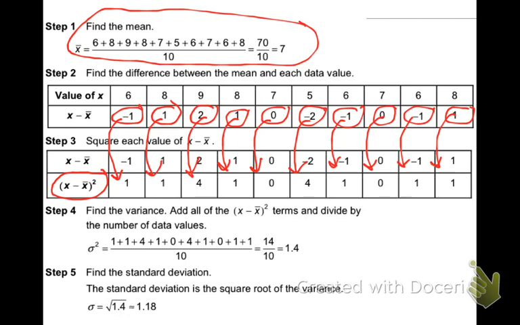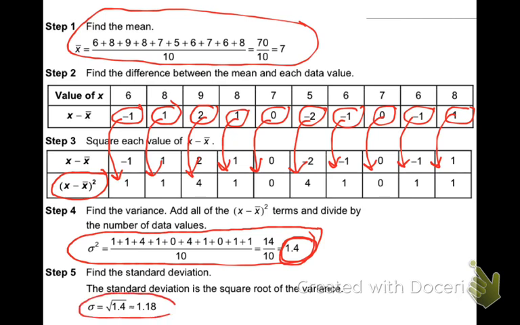Great. And then we find the variance. How you find the variance is you add all of these squared values and divide by the number of data values you have. So you add up 1 plus 1 plus 4 plus 1 plus 0 plus 4 plus 1 plus 0 plus 1 plus 1. You get 14 divided by 10. And my variance is then 1.4. And then to find the standard deviation, you take the square root of the variance, and you get approximately 1.18.